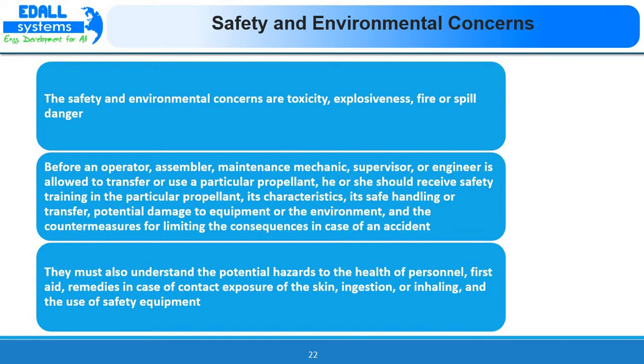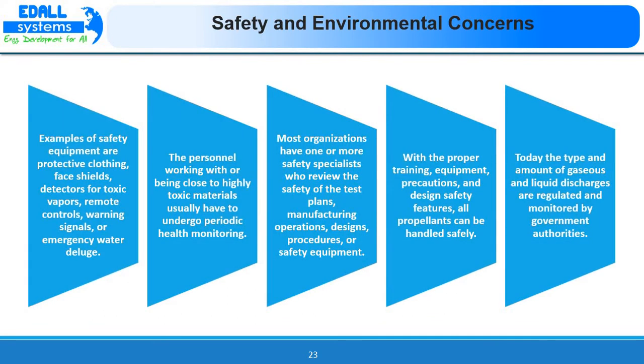They must also understand the potential hazards to the health of personnel, first aid, remedies in case of contact exposure of the skin, ingestion or inhaling, and the use of safety equipment. So they should be trained in all these things when dealing with the liquid propellant. Some examples of safety equipment are protective clothing, face shields, detectors for toxic vapors, remote controls, warning signals or emergency water deluge. All these safety features have to be used when any personnel is dealing with such toxic liquid propellants.